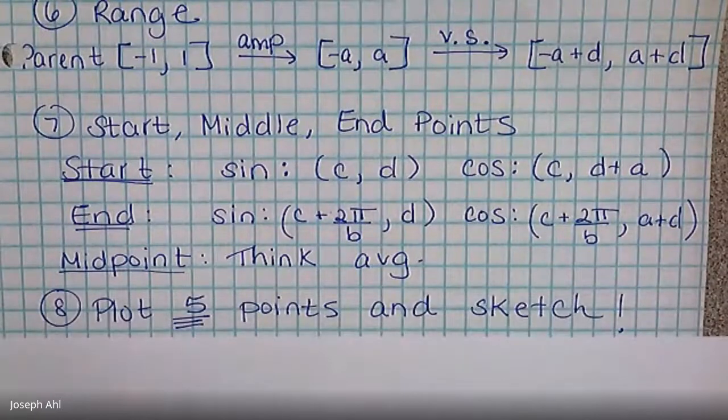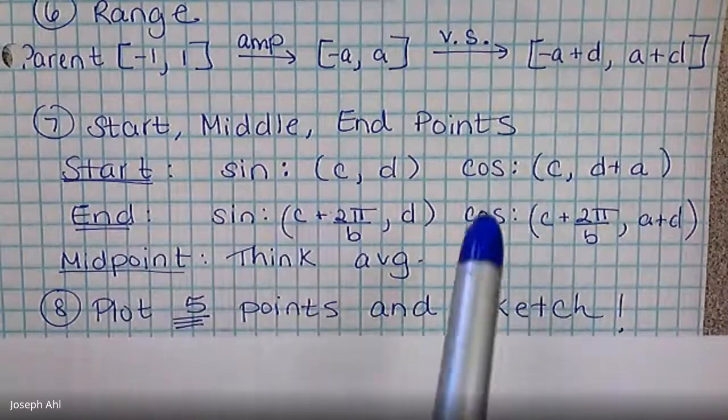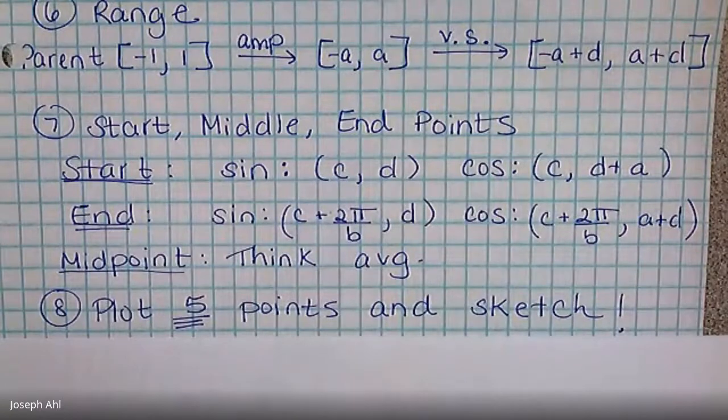Okay. Once you have all of that information accounted for, which sounds like a lot, but we're going to be able to make some sense of it, I promise. Then you're going to plot 5 points in sketch. The start, middle, and end points. And then we know where the in-between points should go, depending on if it's sine or if it's cosine. We're going to make that all happen.